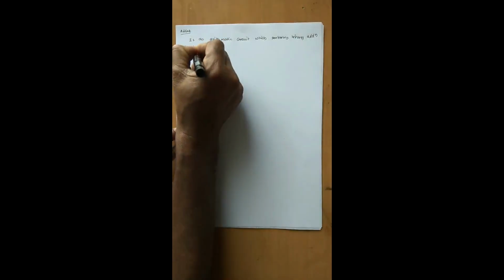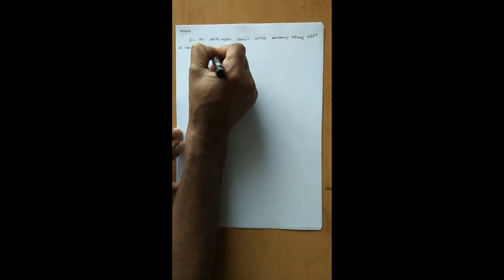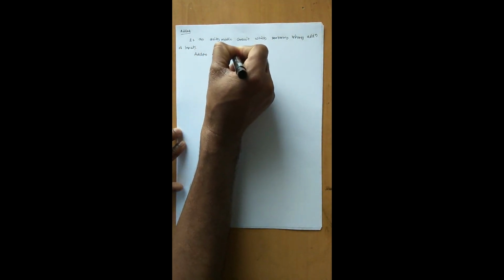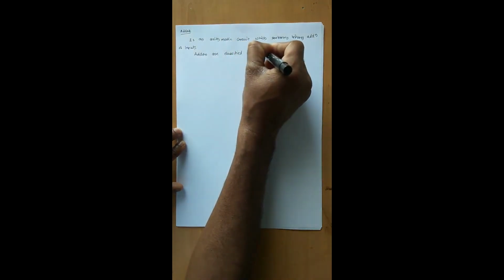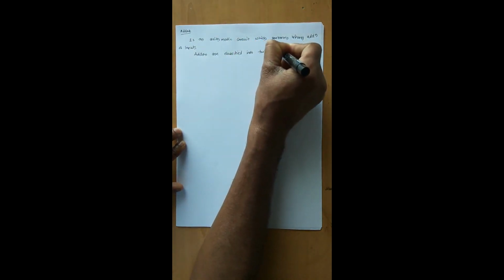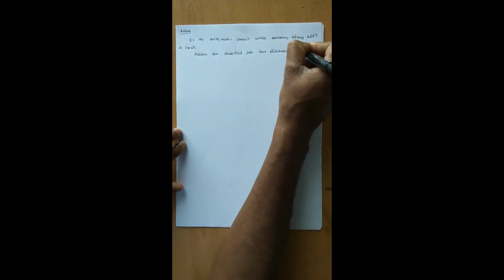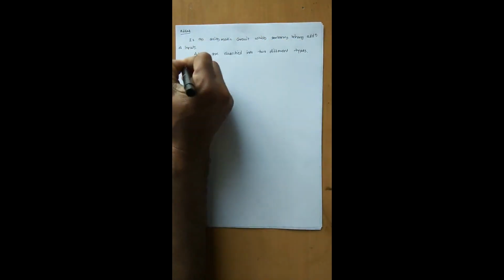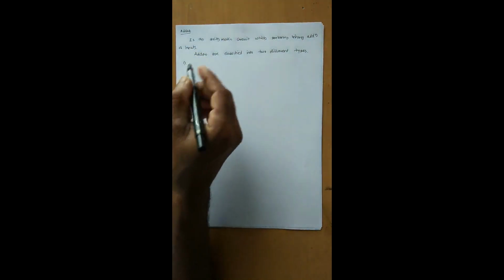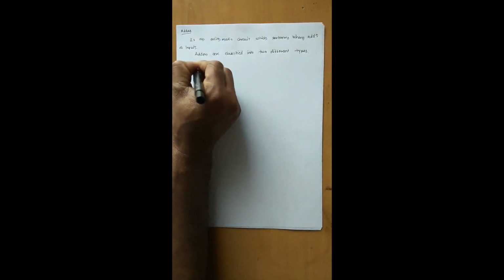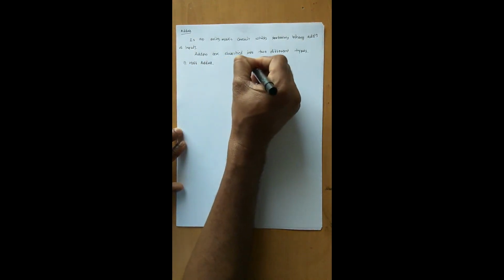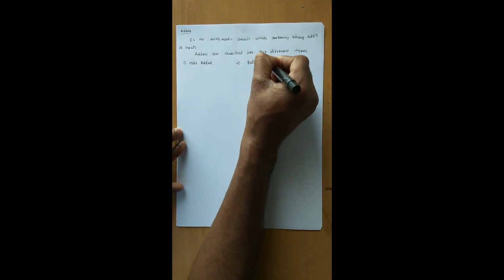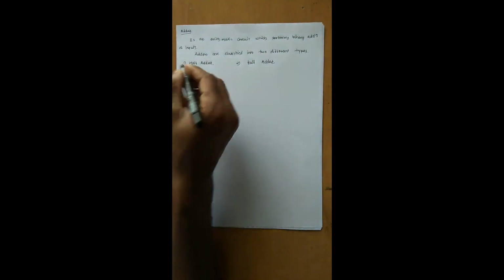Adders are classified into two different types. The first one is the half adder, and the second one is the full adder. First we go through the half adder.